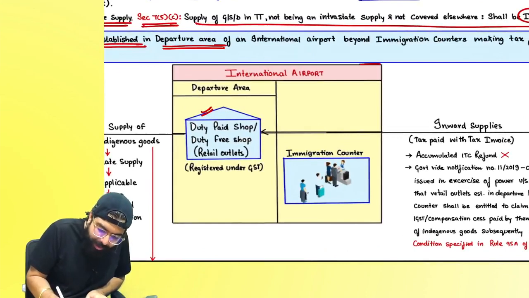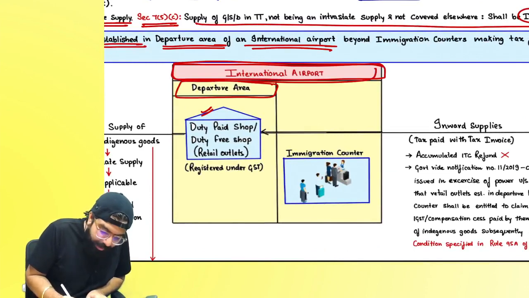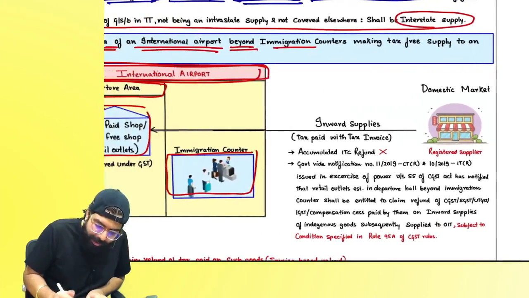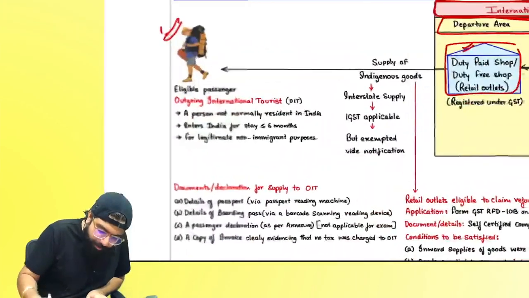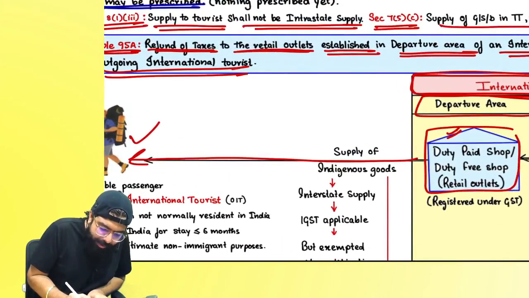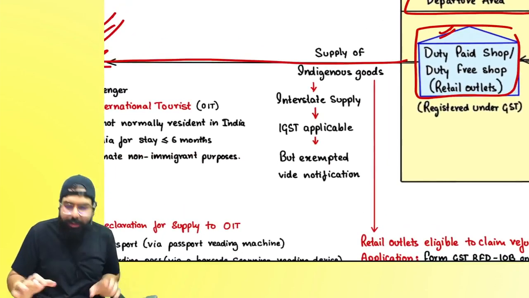of an international airport. Can you see the international airport, everyone? Of that departure area. In that, a duty free shop is there, beyond the immigration counter. It should be after the immigration counter, making tax free supply. They are supplying to whom? To an outgoing international tourist, and they are not charging any tax.